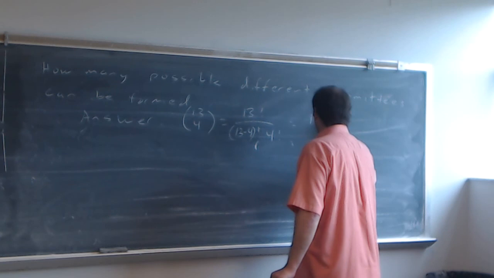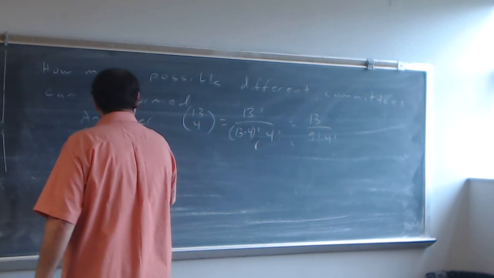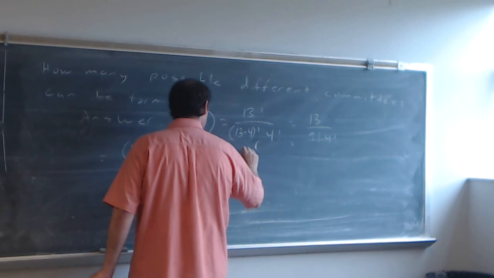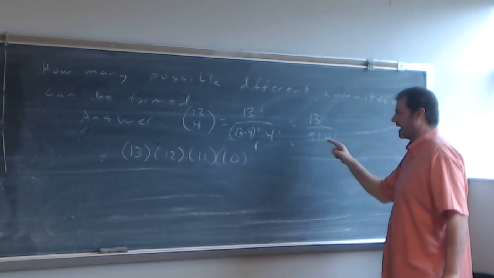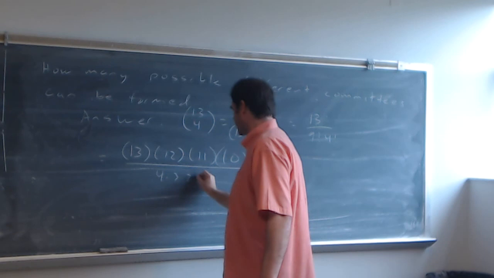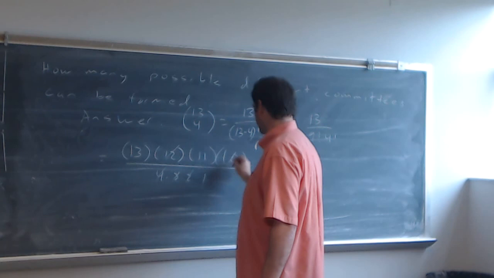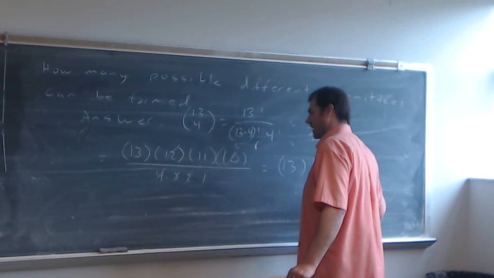And I'll do a little work with this very quickly. That's 13 times 12 times 11 times 10. And then the 9 through 1 multiplied together cancels with the 9 through 1 multiplied together in the bottom. And so then I have 4 times 3 times 2 times 1 here. And 4 times 3 is 12, so that eliminates with this. And then 2 goes into 10 5 times. So my answer here is 13 times 11 times 5, whatever that is.